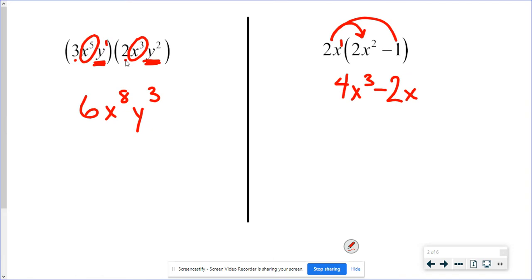And then remember, these do not combine. They are not like terms because the exponents don't match. So that problem's just done. That's as much as I can do to simplify that.